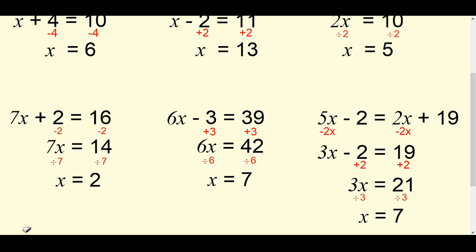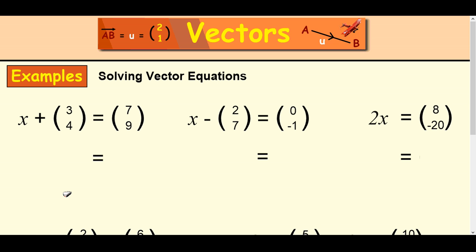So that was a wee reminder of how to do basic equation work. Now solving vector equations is very, very similar, so let's have a look at it.